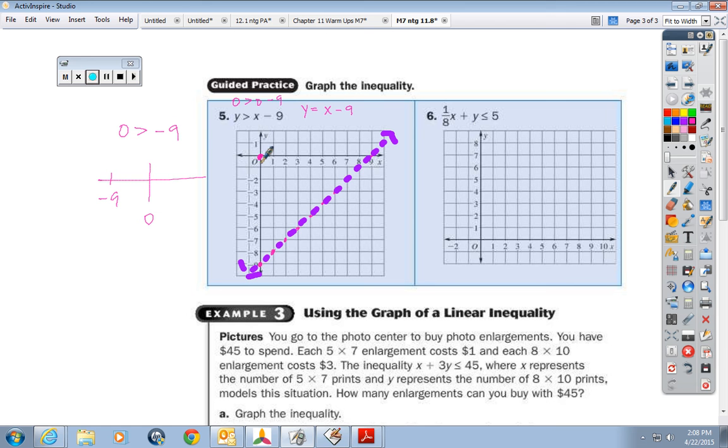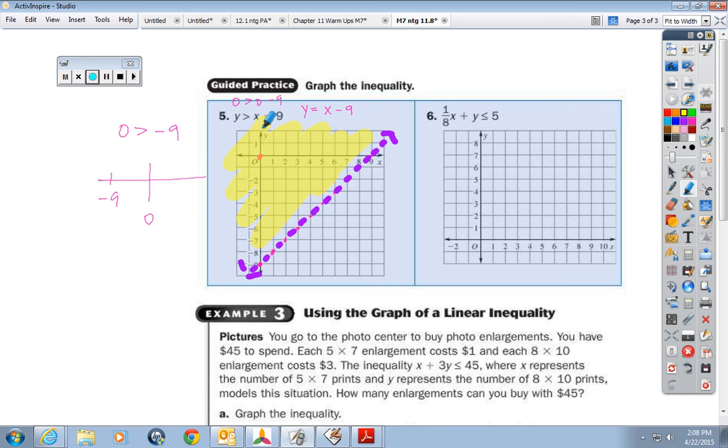So I would take my highlighter and I would highlight everything on this side of the graph. Would I include the line? No. I would only include the line if it was solid.